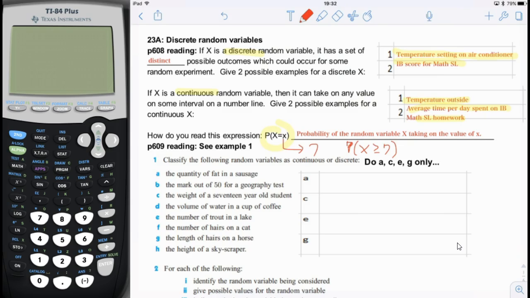Number 1, classify the following random variables as continuous or discrete. So, the quantity of fat in a sausage. That would not be necessarily a whole number, right? The amount of fat in a sausage, if you weigh it, is going to be practically any number. So that would be continuous. What about C, the weight of a 17-year-old student? Also continuous, right? And we talked about this before.